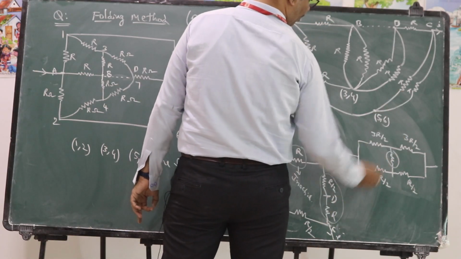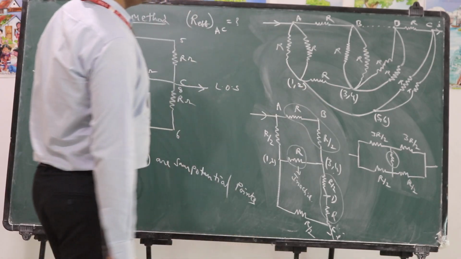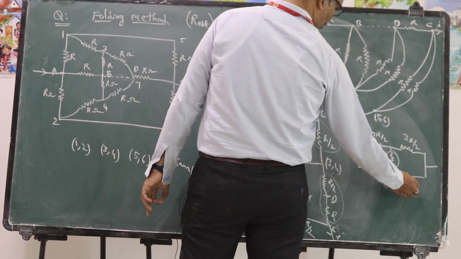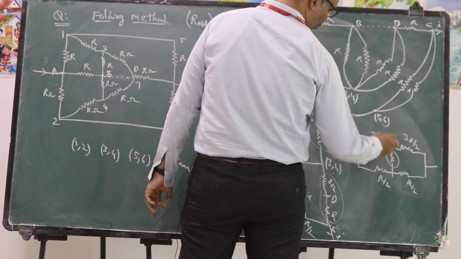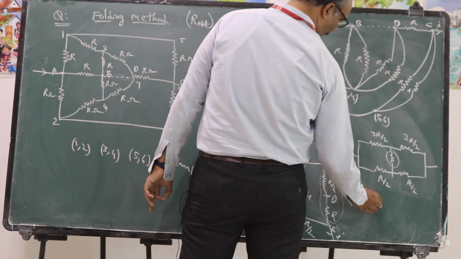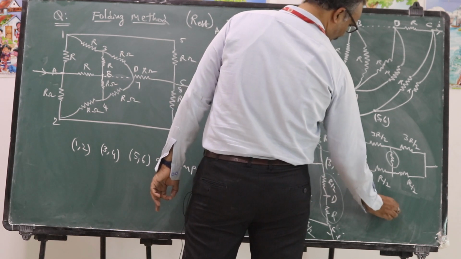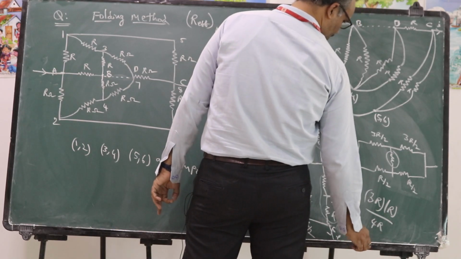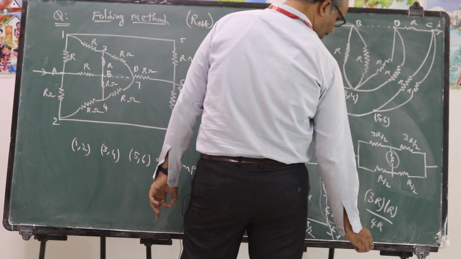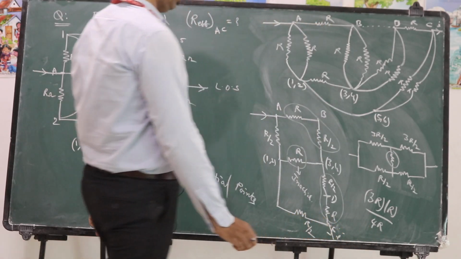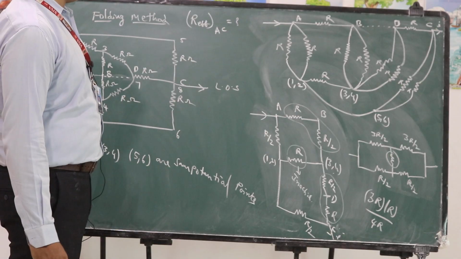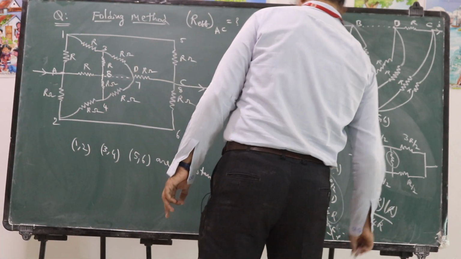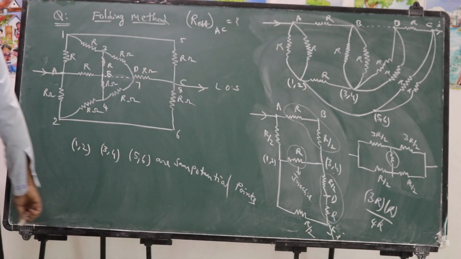So finally 3R by 2 in series to 3R by 2, that becomes 3R. R by 2 in series to R by 2 becomes R. 3R is parallel to R: 3R into R by 3R plus R, 4R. So the answer is, RR gets cancelled, 3 by 4R. The answer is 3 by 4R.